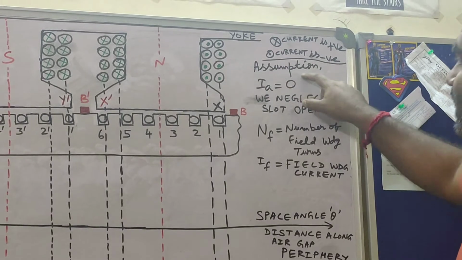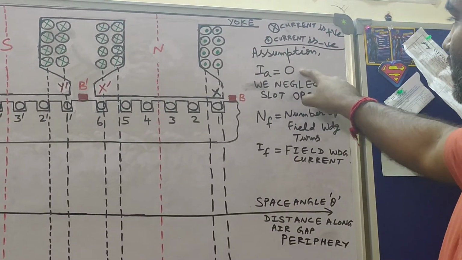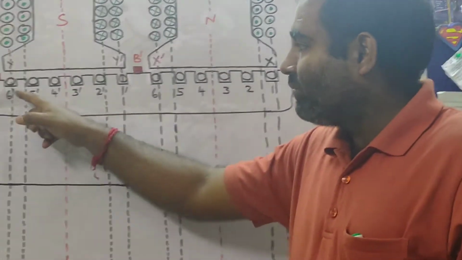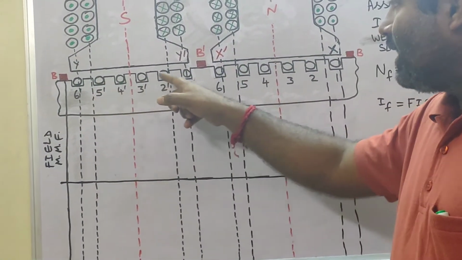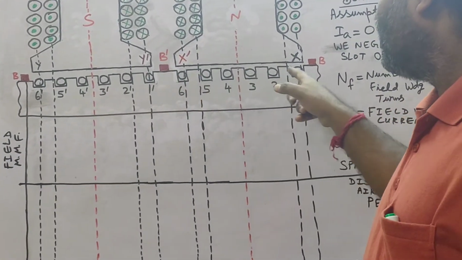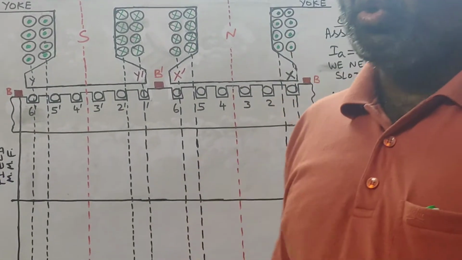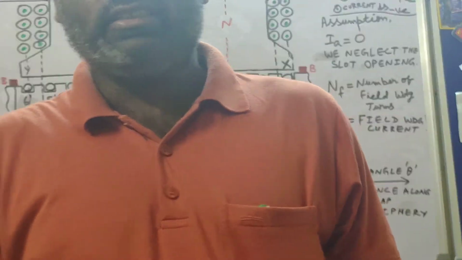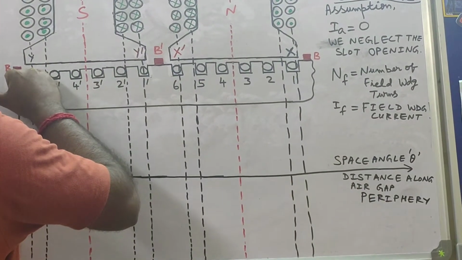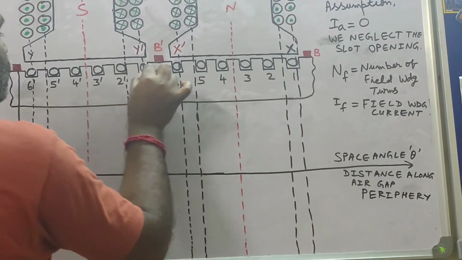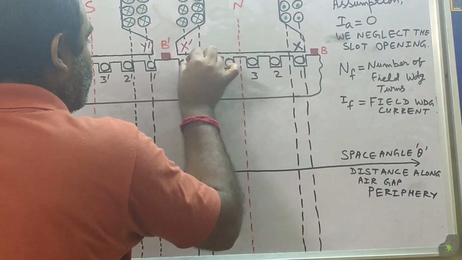What is another assumption which I have made? I have assumed that I_A, the armature current, is 0. You see, in the armature slots I have shown the armature conductors, but dot and cross have not been indicated in them because I am plotting this at no load condition, that is, when armature current is 0. So there is no dot or cross in the armature conductors.